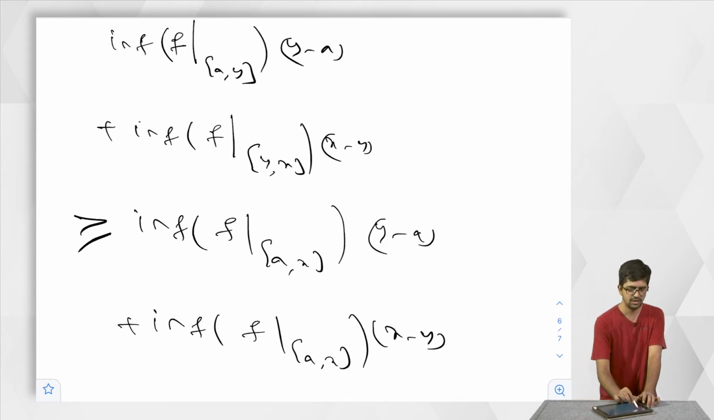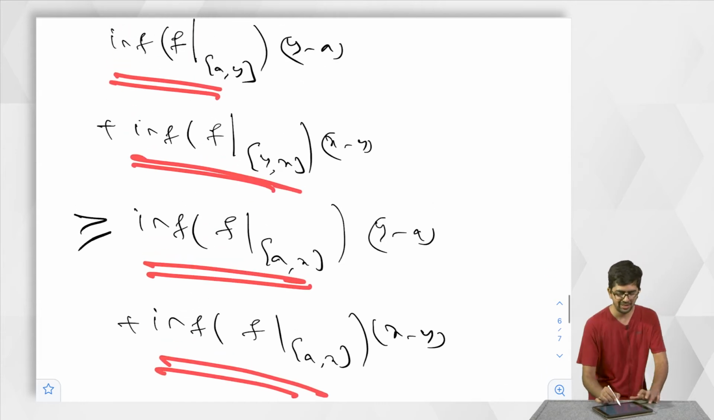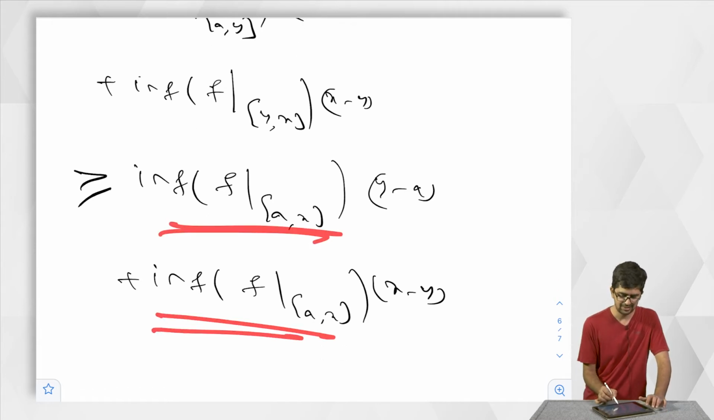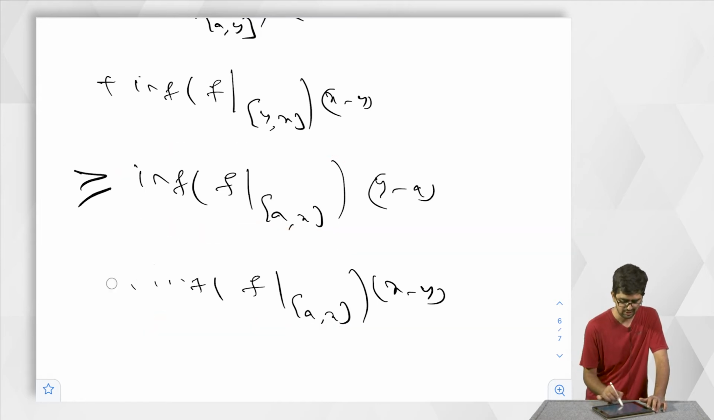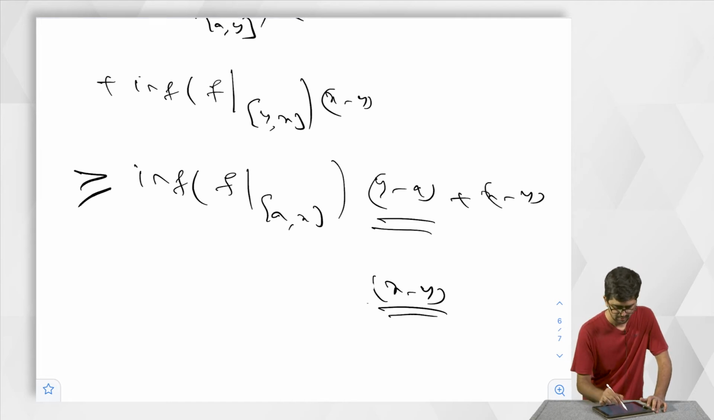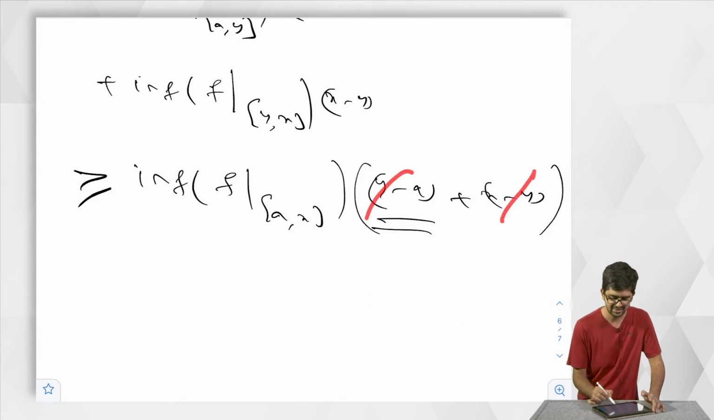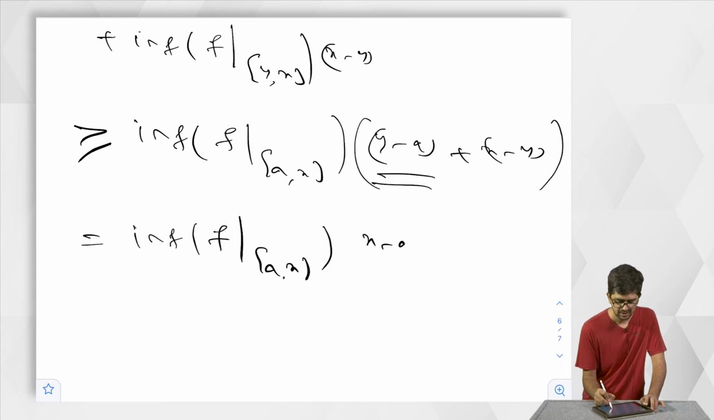Right, we have already seen just now that this is greater than or equal to this. So, I am just writing that, and that is all. Now, these two parts have this thing in common, so I can take it out. So, I will just remove this. Now, the result is y minus a plus x minus y, and this y gets cancelled, and what you have is x minus a. So, this is equal to infimum of f restricted to [a, x] times (x minus a).